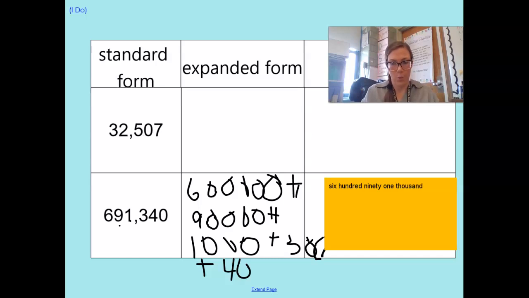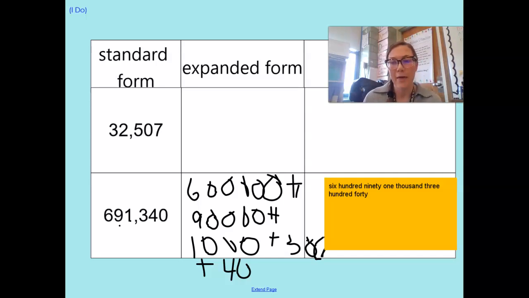691,000. What part of the number is left to say? 340. 340. And try your best with spelling. Sound out those words, okay? You might have a letter or two that it's missing, but if we can read and understand it, then you have written it in word form.